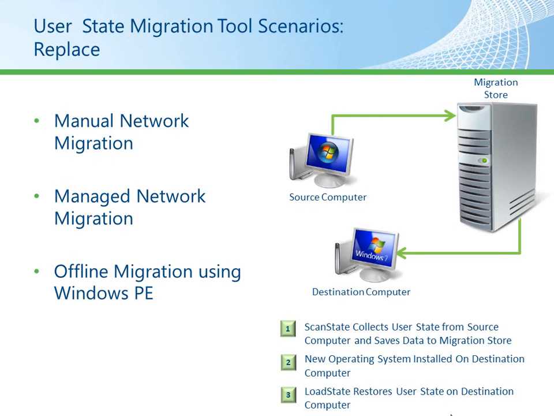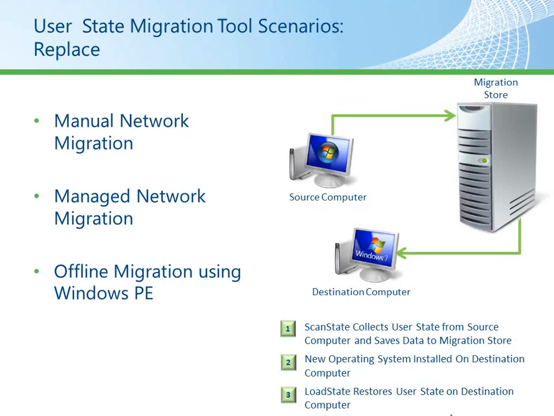And then finally, here on the online migration using Windows PE, on each source computer, the administrator boots the machine into Windows PE. Then from Windows PE, the administrator runs ScanState to collect the user state and save it either to a migration store on the network server, or to a local hard drive. And then, once it is at that server share or on the local hard drive, on the new computer the administrator can install a new operating system and applications, and then run the LoadState tool to bring back the user state from the migration store or from the external hard drive that it was saved to.